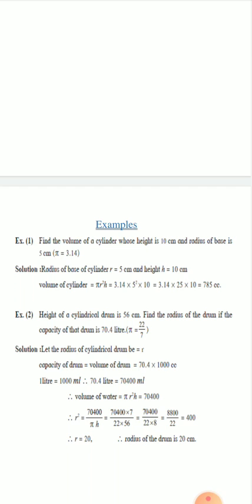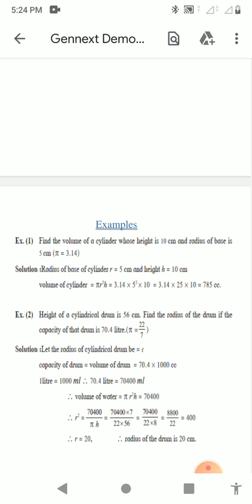Okay. So the first problem is to find the volume of a cylinder. What they will ask you is to calculate the volume of a cylinder. The height is given as 10 centimeter and the radius of the base is also given as 5 centimeter. The standard pi value is 3.14, as we all know.